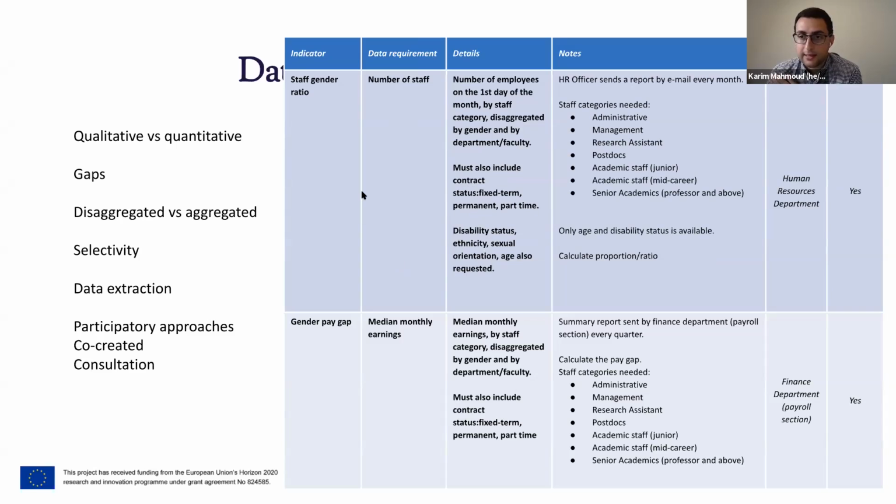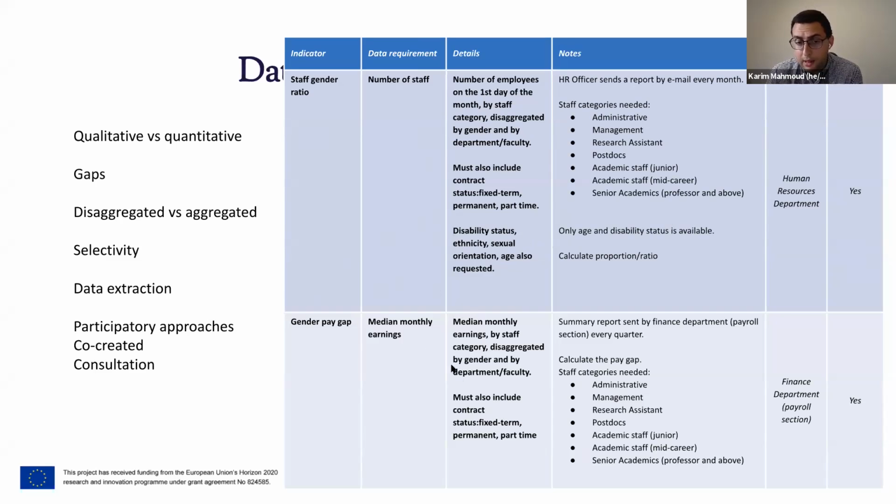for this analysis. So in my notes, I've said that an HR officer sends a report by email every month, and they're going to give me the information in these staff categories, but only age and disability is available from them. So of all the things that I've asked for in an intersectional approach, they're only able to give me limited information.